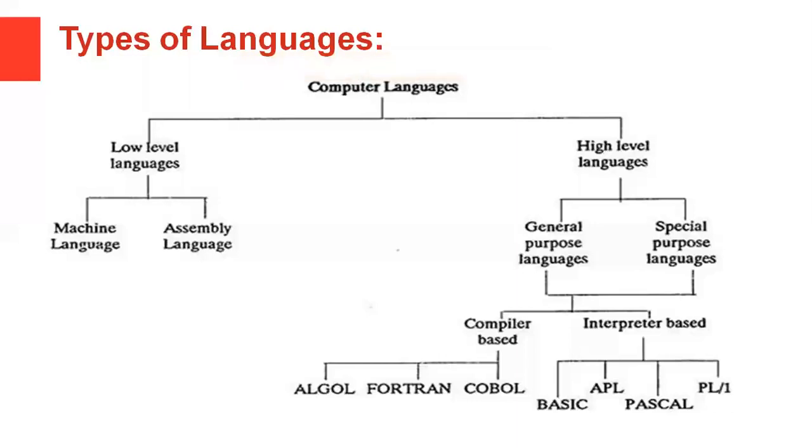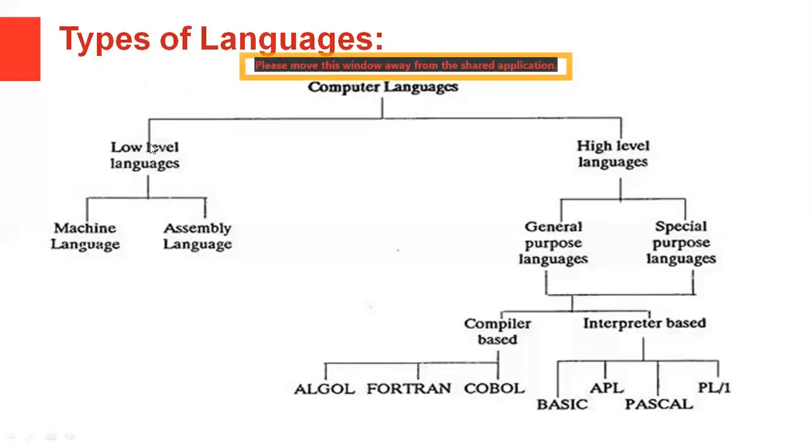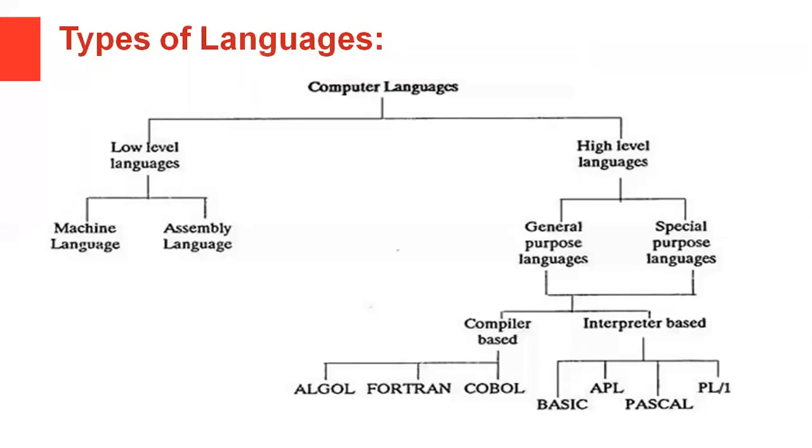Okay, so these are the computer languages. Here, low level languages and high level languages. So what is low level languages? We are writing a program in low level languages. It is in the form of binary code. Low level languages means it is in a binary code or some English like statements.